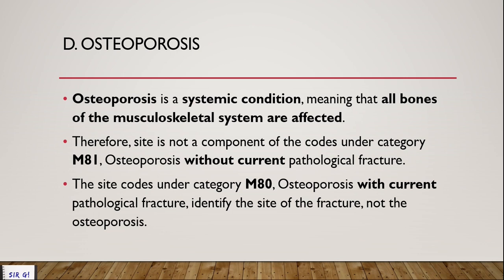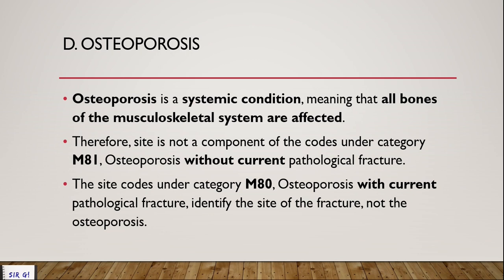And you have some codes, the site codes under M80, osteoporosis with current pathologic fracture. Identify the site of the fracture, not the osteoporosis. Okay, we have two categories that we're going to discuss with your osteoporosis. You have your M81, osteoporosis without current pathologic fracture. When I say current, there's an existing fracture right now. For this without current, there's no existing fracture right now. For category M80, there's an existing fracture.